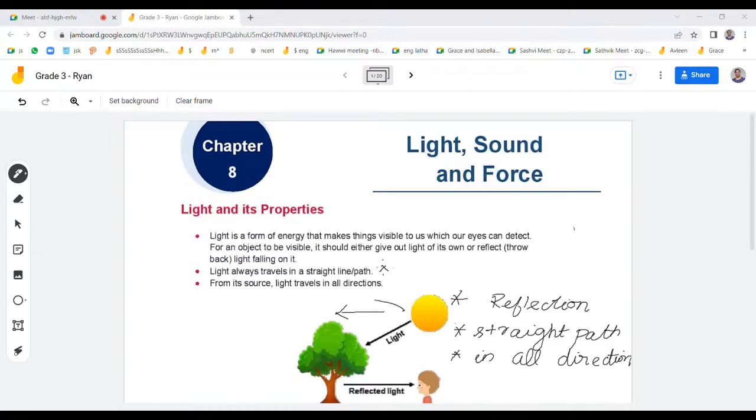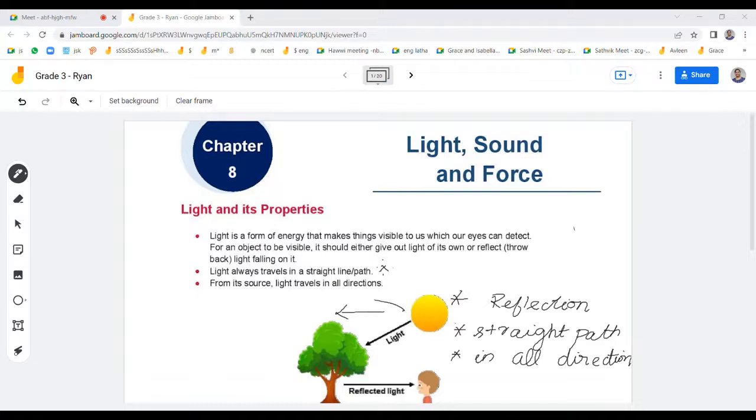What is meant by straight path? Light always travels in a straight path, a line. And third property is in all directions. What is meant by all directions? Light travels in all directions. These are the three important properties of light. Are you clear with this?